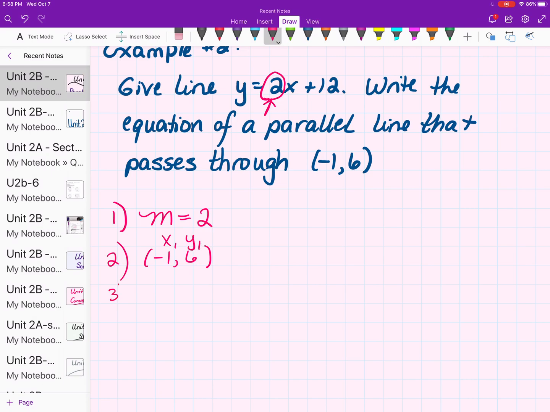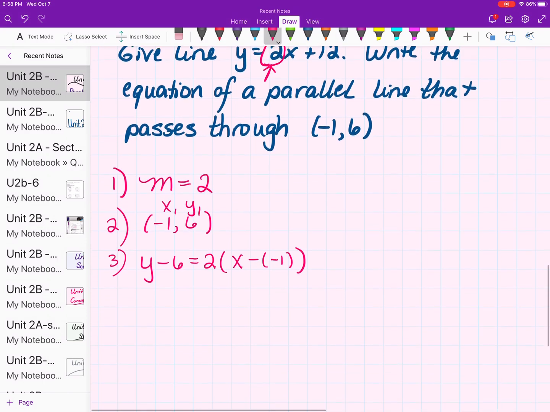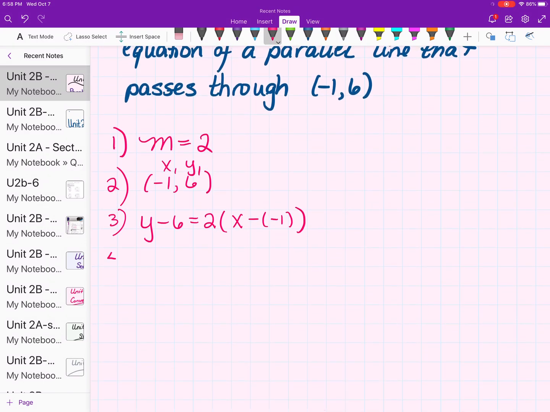The third step is to fill in the parts that you know of the point slope formula. So y minus 6 equals 2, parenthesis, x minus -1. Be careful of that. And now I'm going to solve for y. And I'm doing this pretty fast. So if you need to go back and take it a little bit slower, you could go back and look at the other one again.